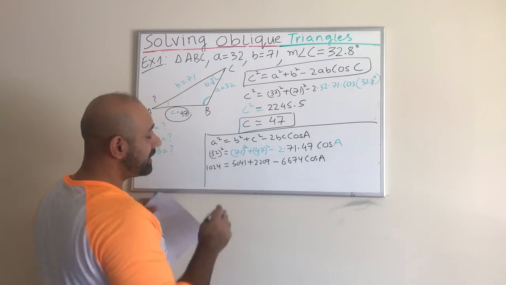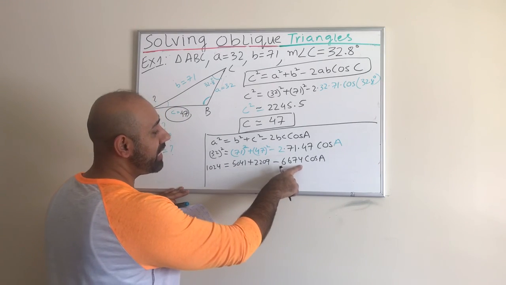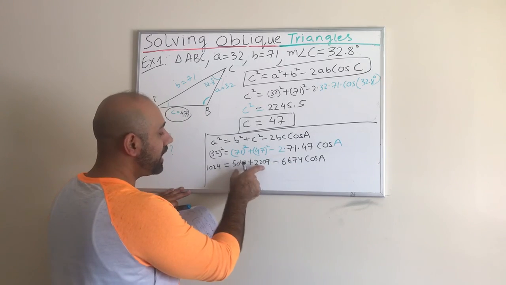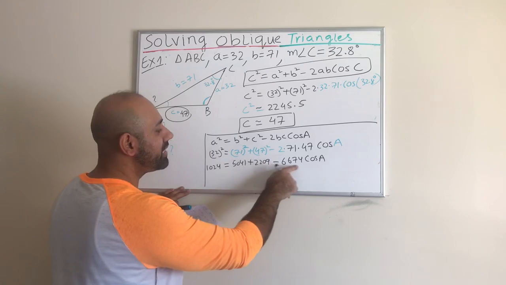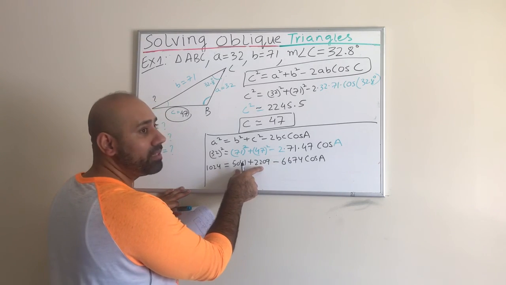Guys, the common mistake that I sometimes see students make is that they add these and then they subtract 6674 from there. Guys, you cannot do that because it is multiplied by cosine A. So you can add these, that is correct, but you cannot just subtract this because it is connected with cosine A. Once you add it, you just have to leave it alone.